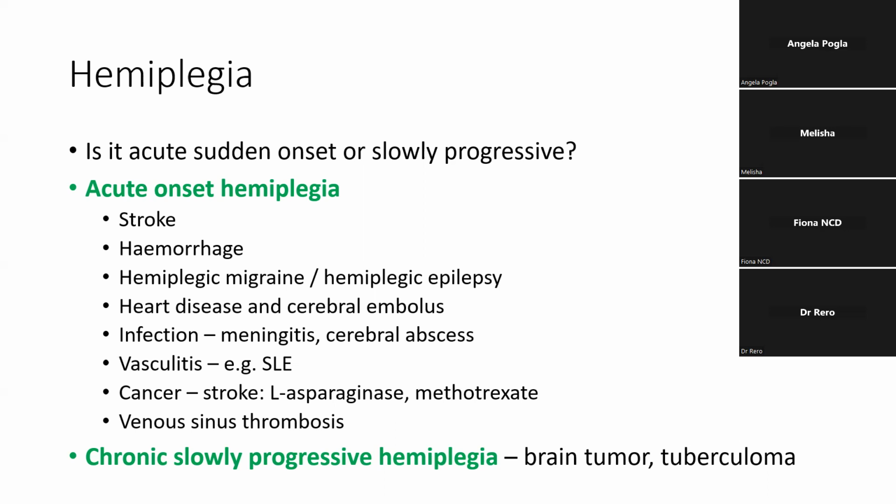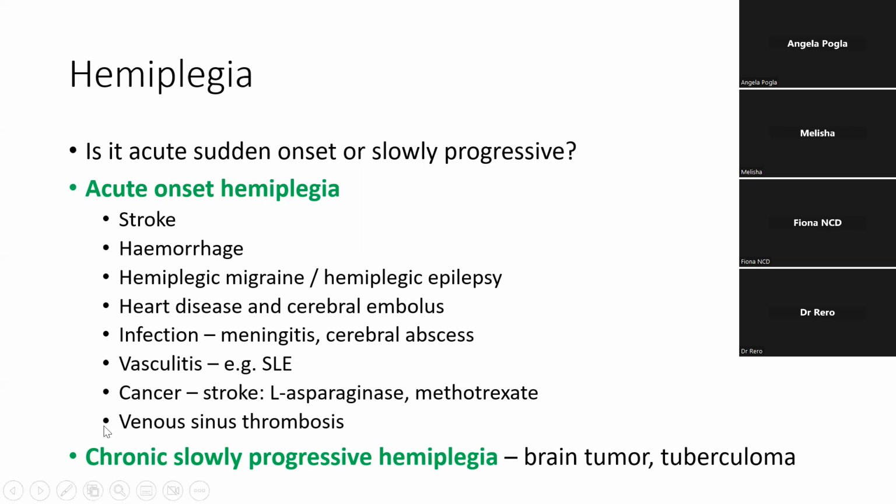What type of stroke have they had, or is it a hemorrhagic stroke or a thrombotic stroke, or is it a stroke related to heart disease, or a stroke related to an infection like meningitis, or a stroke related to a connective tissue disorder like lupus? Or do they have something else that's transient, like a hemiplegic migraine?